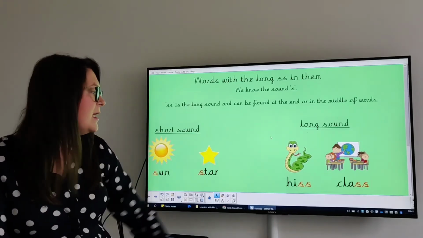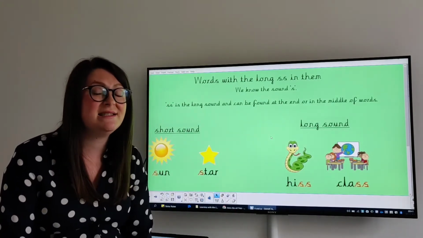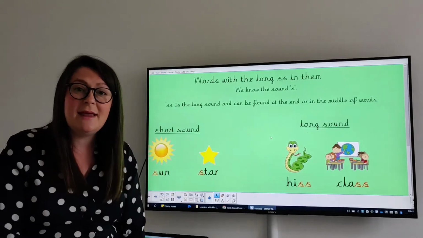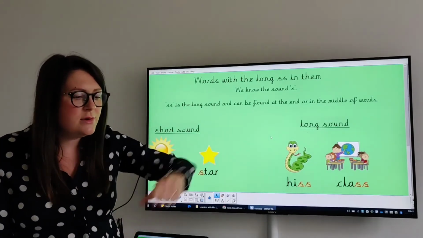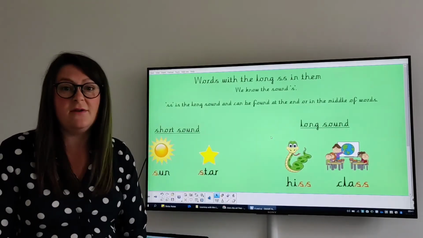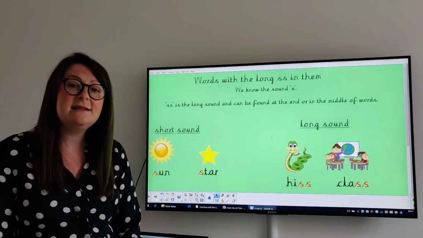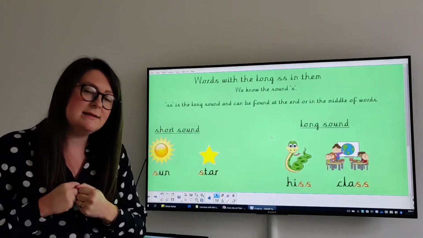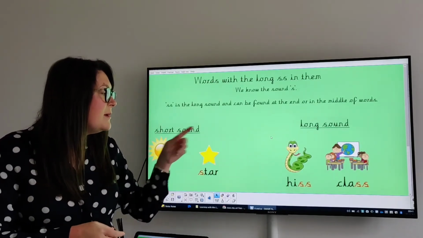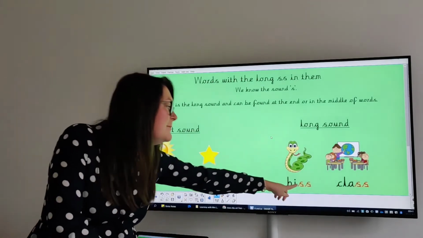Can you see that? Now here, there are two letter S's making that S sound, so it makes it a little bit longer. Just like if I laid one of you on the floor, you'd be short. If I laid two of you on the floor, you'd look a lot longer, wouldn't you? So it's the same with these letters. When there's two of them, the sound gets longer. So you can see here, because it's a long sound, it doesn't come at the start of the word, it comes at the middle or at the end.